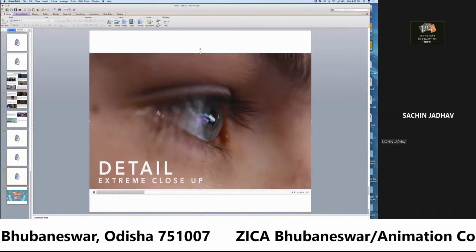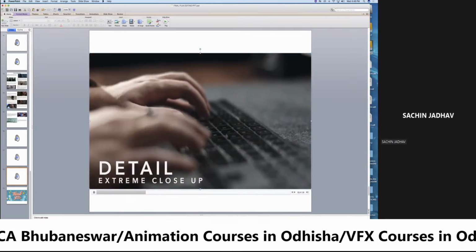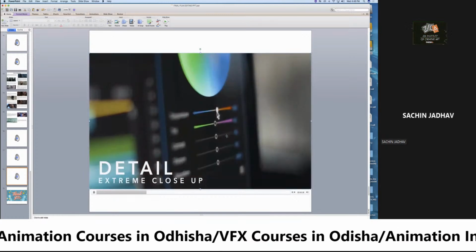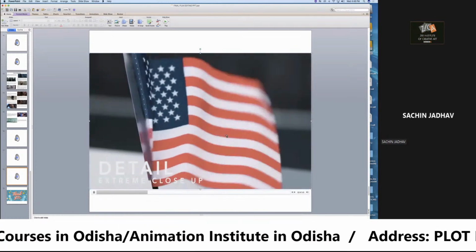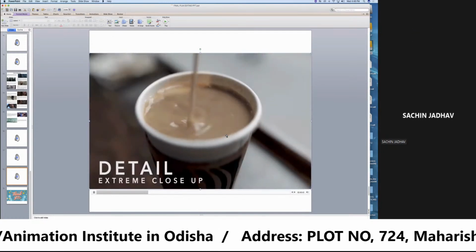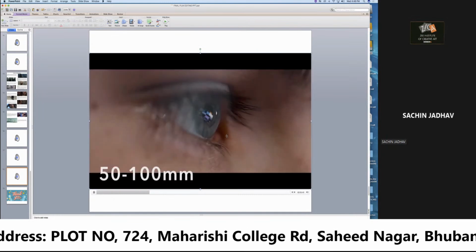A detail or extreme close-up shot is used to put emphasis or importance on a specific detail in your image. Detail shots are a great way to create mystery and depth in a story to help draw the viewer's attention to the common theme. And again, detail shots are typically best shot on tighter focal lengths like 50 to 100 millimeters or macro lenses.